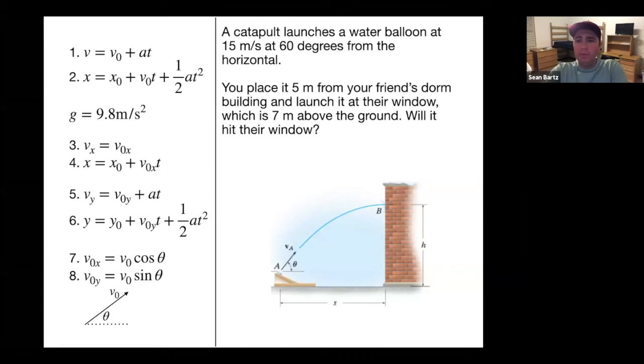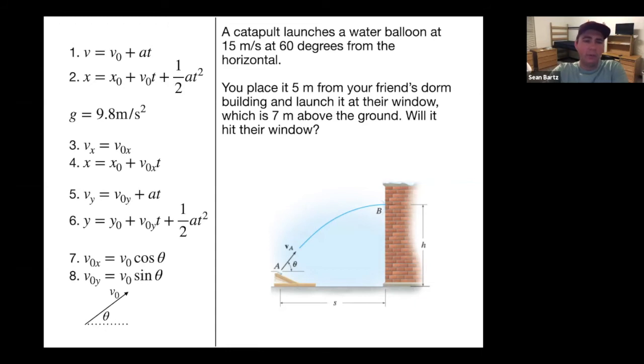Well, no matter where I put the catapult, it's always going to shoot at the same velocity. So what I would want to figure out is what the maximum height the water balloon could get to. Could it even get to 7 meters? So again, that's using equation 6. But again, I don't know the time. And because I might want to change the distance from the wall, I can't use equation 4. So that means I'd have to use equation 5.